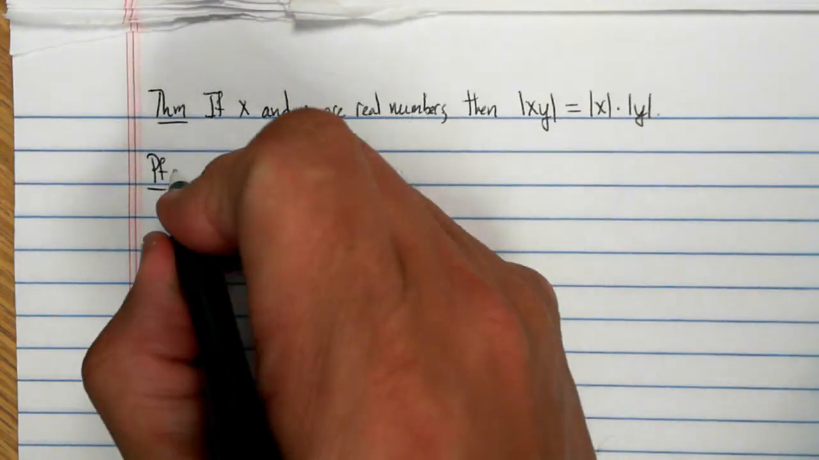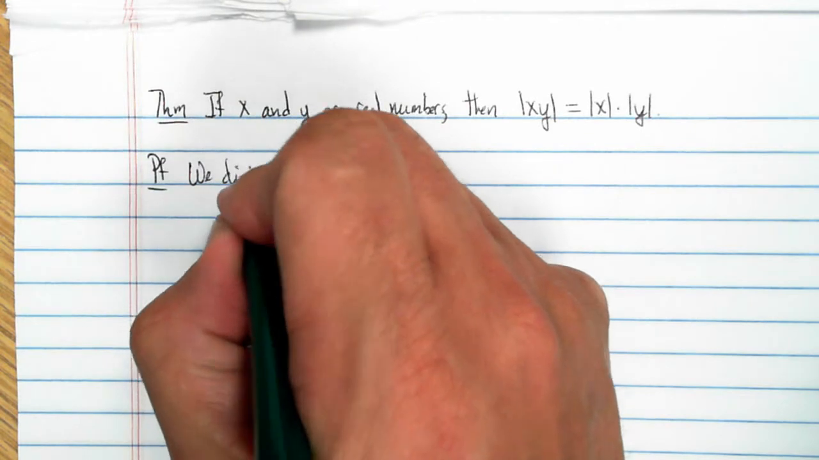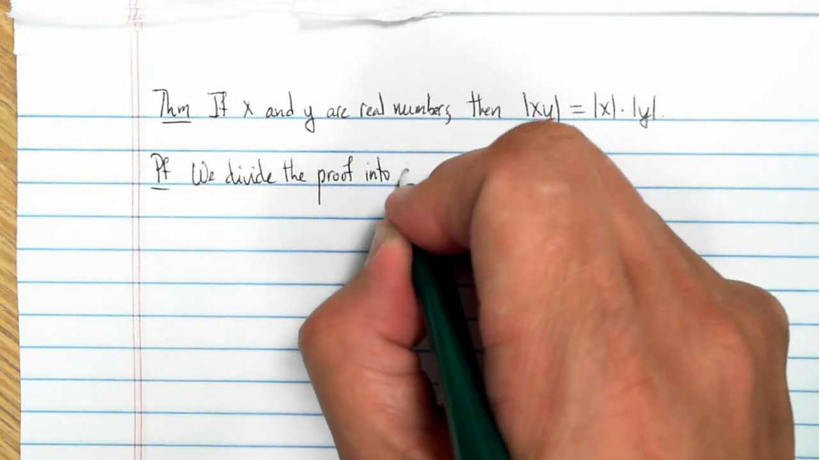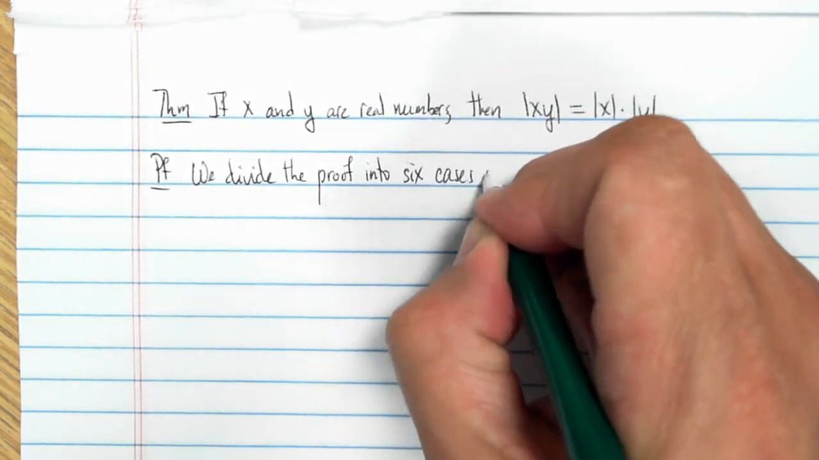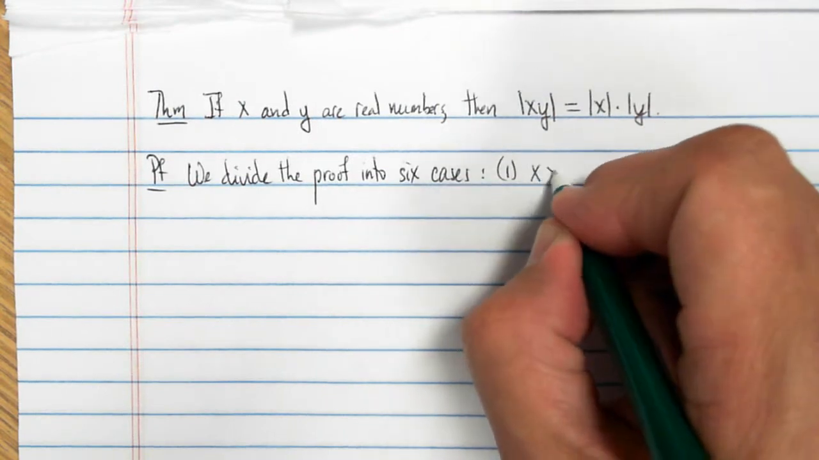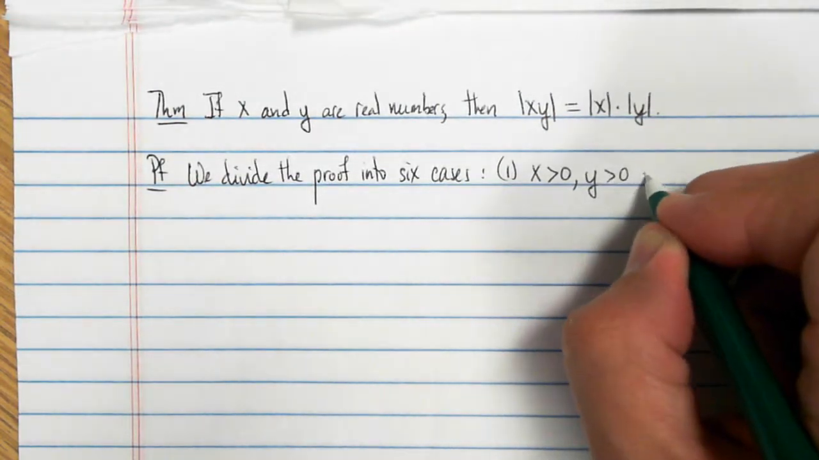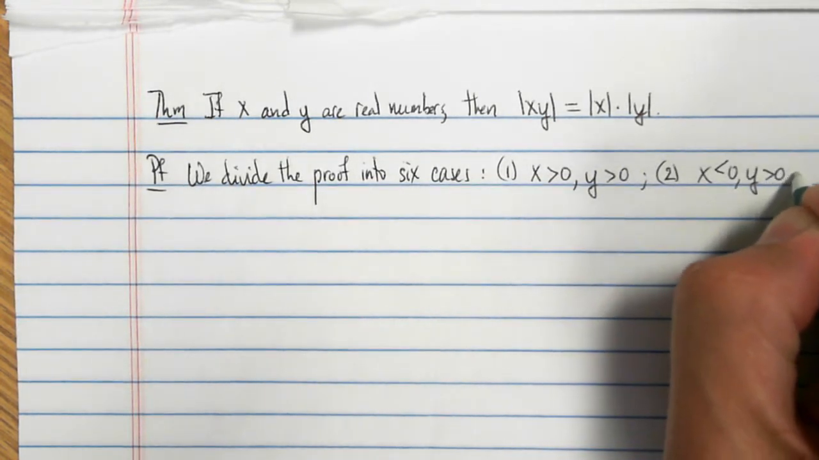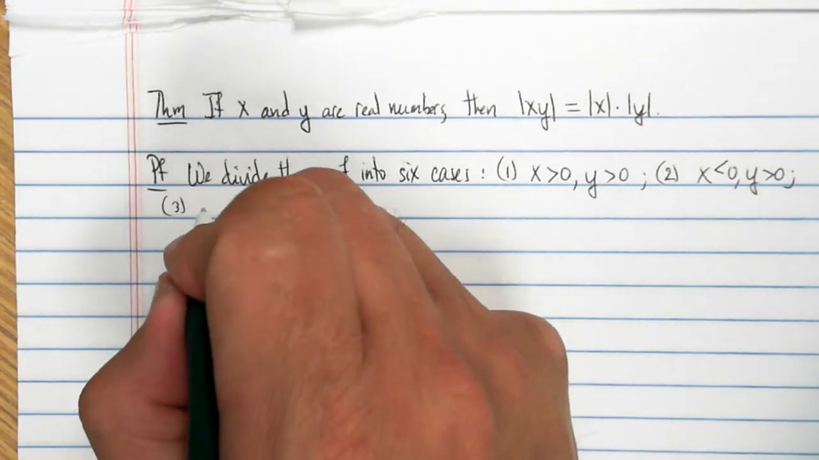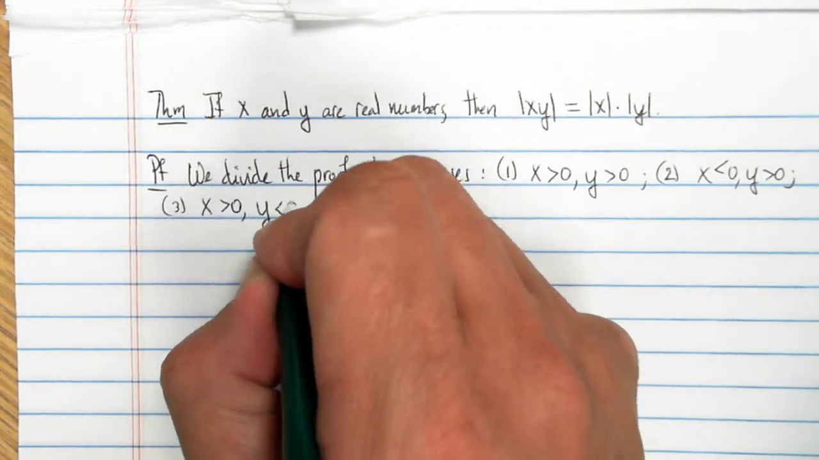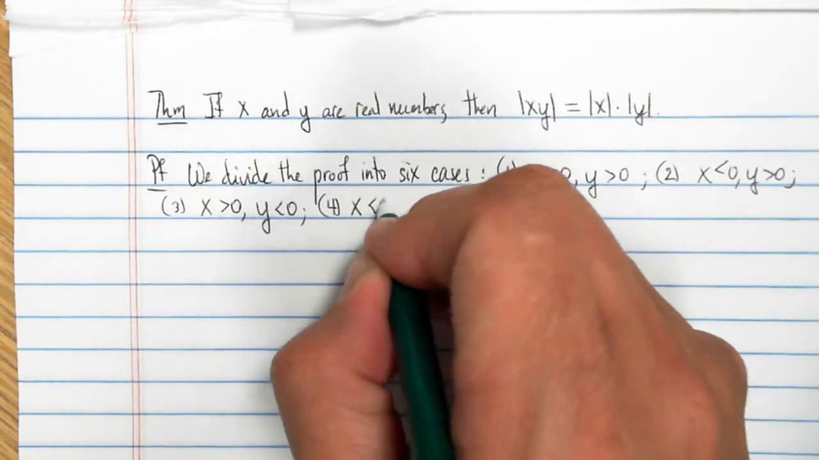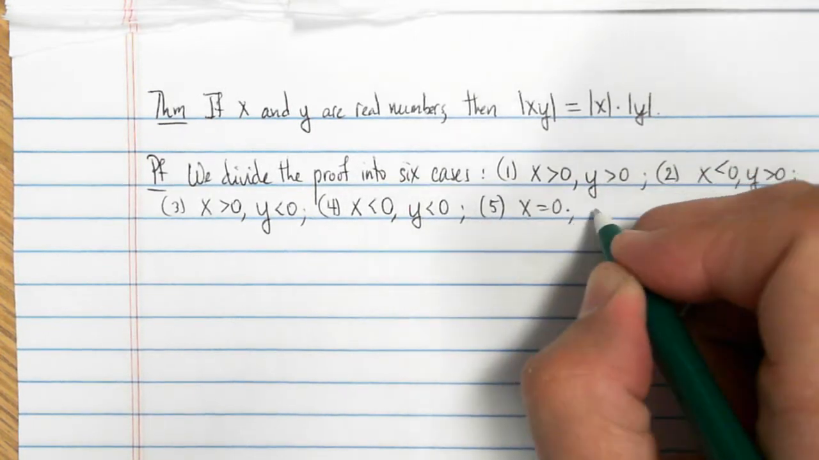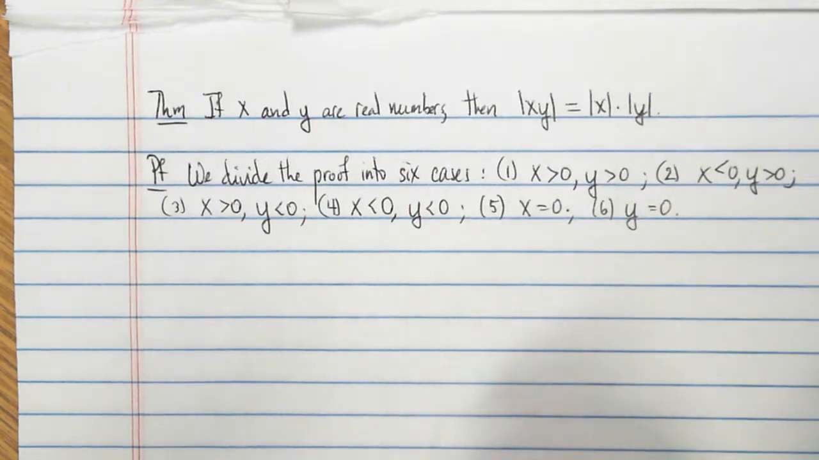Okay, so proof. We divide the proof into 6 cases. And let's list out the cases we just said. 1, x is greater than 0 and y is greater than 0. 2, x is less than 0, y is greater than 0. 3, x is greater than 0 and y is less than 0. 4, x is less than 0 and y is less than 0. 5, x equals 0. 6, y equals 0. So those are the 6 cases.